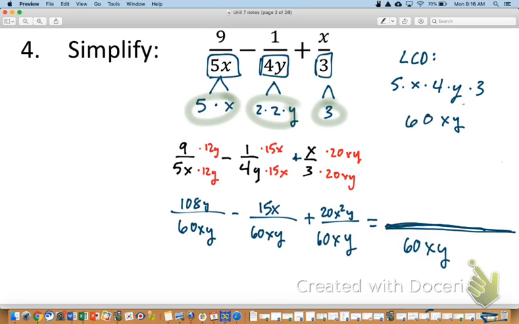Let's look real carefully. These numerators, are there any like terms amongst the numerators? Is anything like the 108y? No, it isn't. Well, this one has an x squared in there, right? In order to be like terms, they need to have the exact same variables and exact same exponents. So I don't think those two are like. In fact, when you look carefully, you see that none of them are like, right? So my final answer would just be one fraction, 108y minus 15x plus 20x squared y, all divided by 60xy.